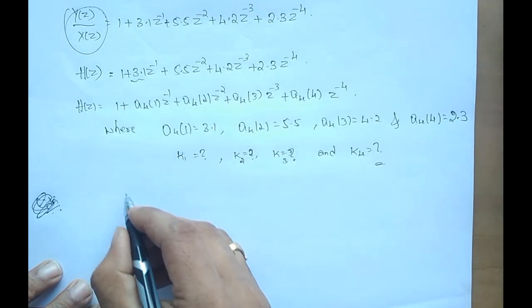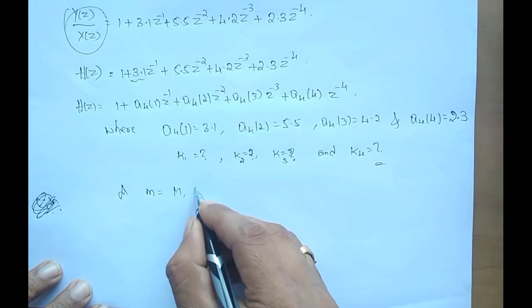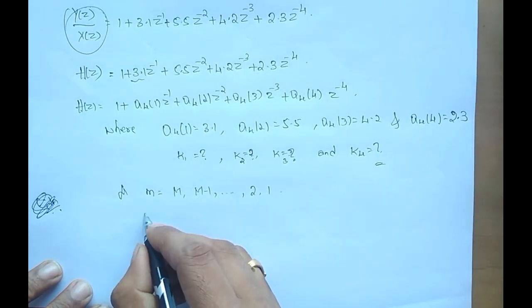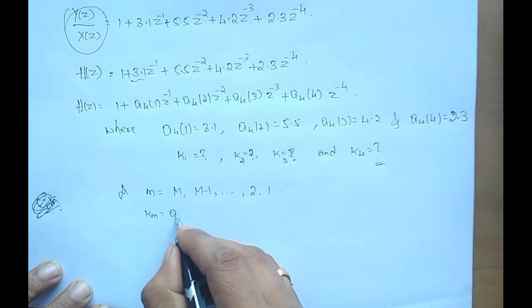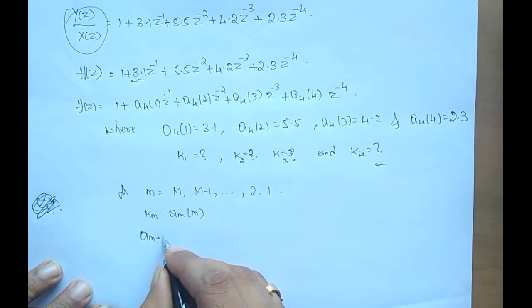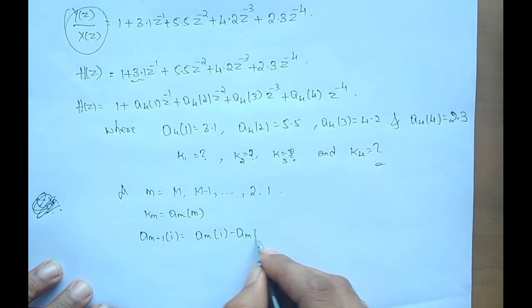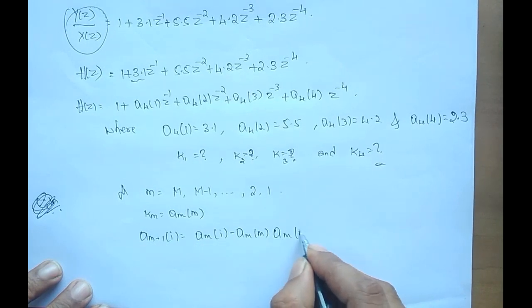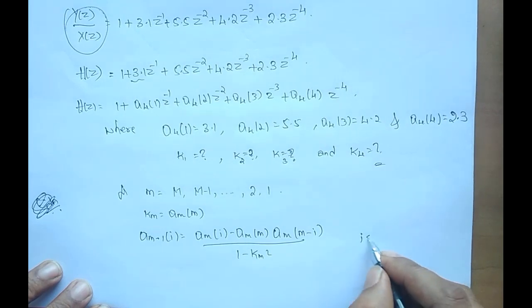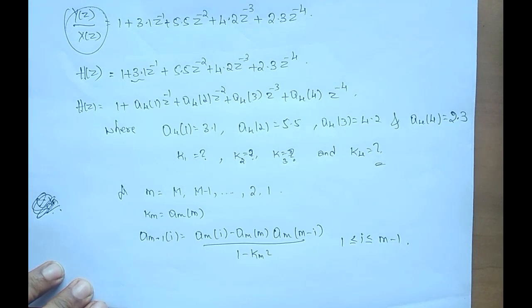The formula is, for m is equal to m, m minus 1, ..., 2, 1: Km is equal to am of m, right? And am minus 1 of I is equal to am of I minus am of m into am of m minus I, whole divided by 1 minus km square, and I is taking the value 1 to m minus 1, right?